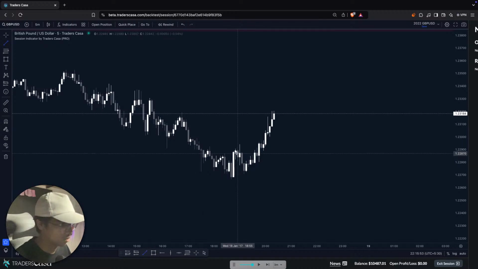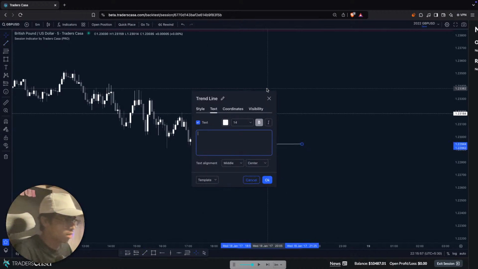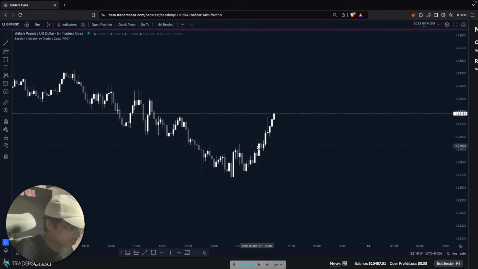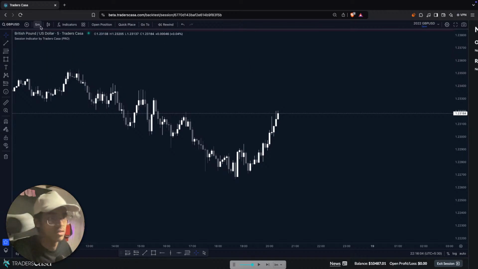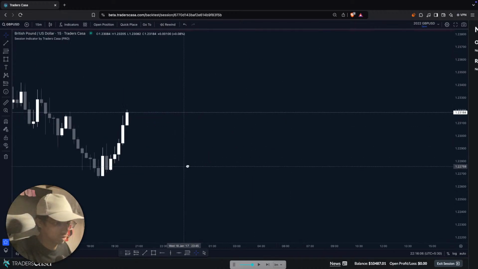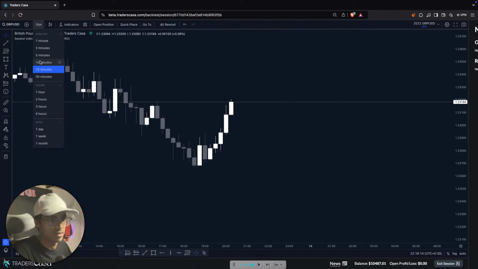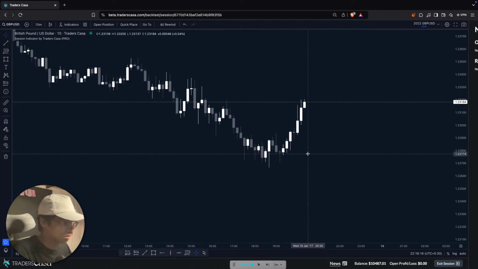I want it to come down. I don't know if it is going to come back or not. Let's see on the 15-minute. Okay, so this high was taken, right? And on 15 minute it will be too much stop loss. I don't want to give it that much stop loss.